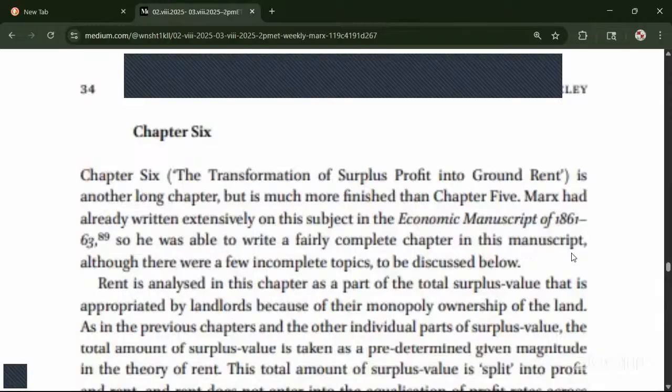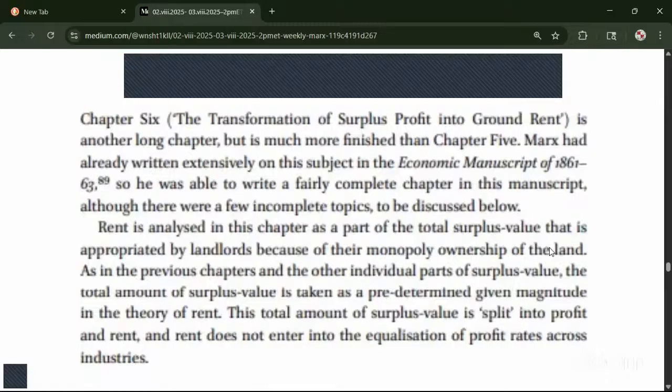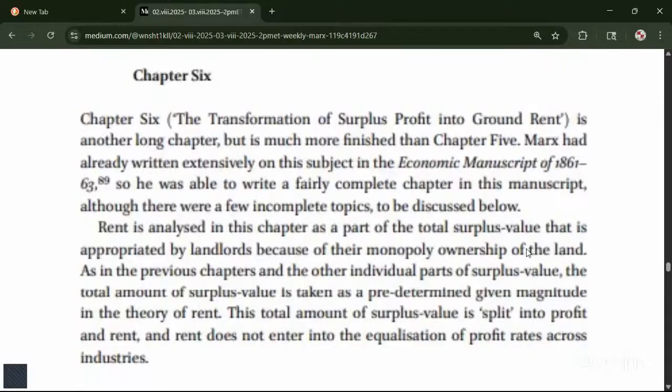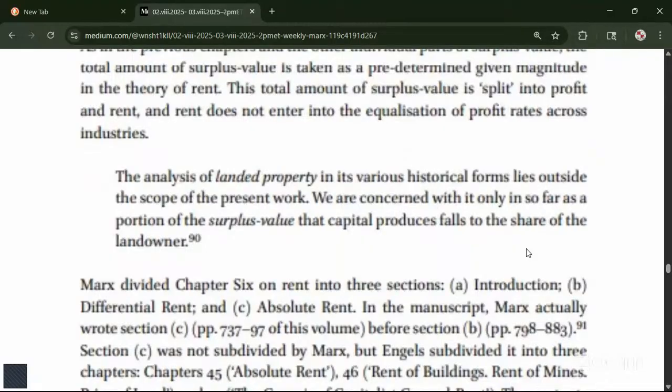As in the previous chapters and the other individual parts of surplus value, the total amount of surplus value is taken as a predetermined given magnitude in the theory of rent. The division of this total amount of surplus value into profit and rent does not enter into the equalization of profit rates across industries. Quote, "The analysis of landed property in its various historical forms lies outside the scope of the present work. We're concerned with it only insofar as a portion of the surplus value that capital produces falls to the share of the landowner," close quote, footnote 90.